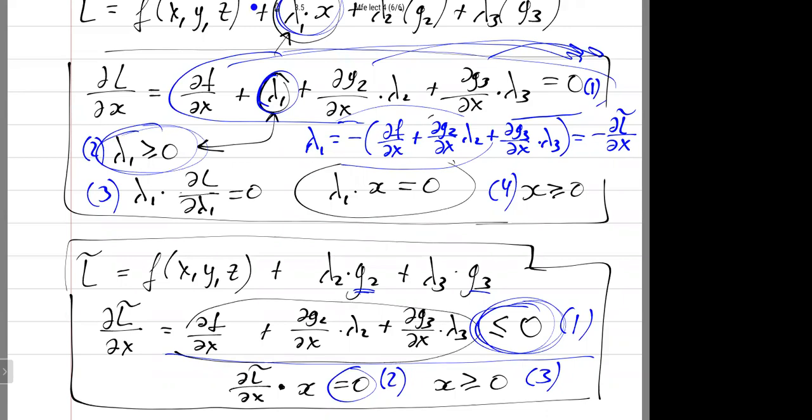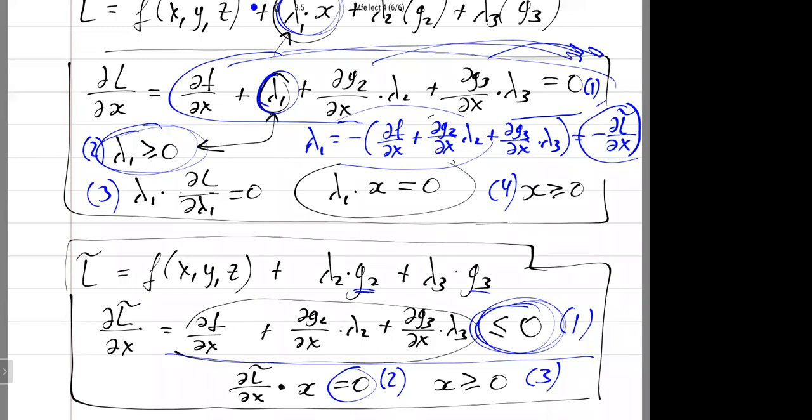And lambda is non-negative, so it means that the derivative of the simplified parsimonious Lagrangian function is negative or 0.